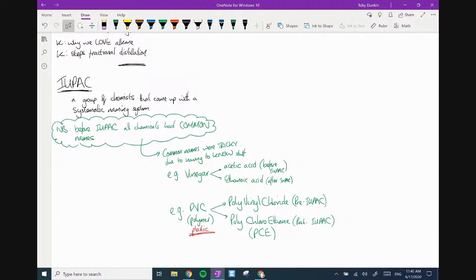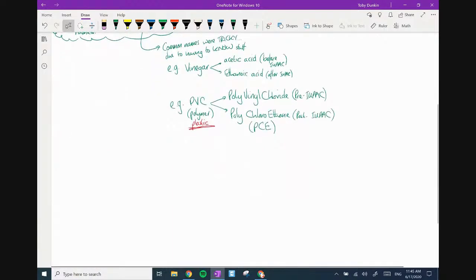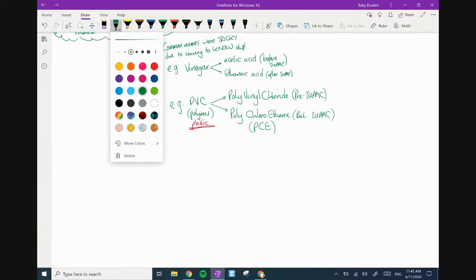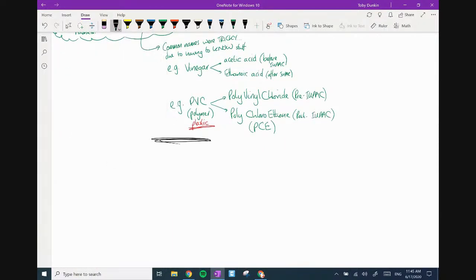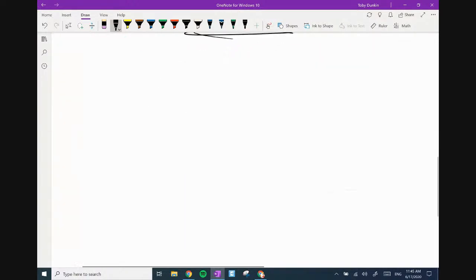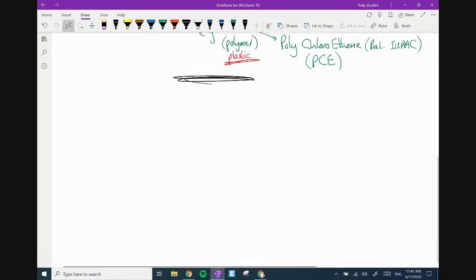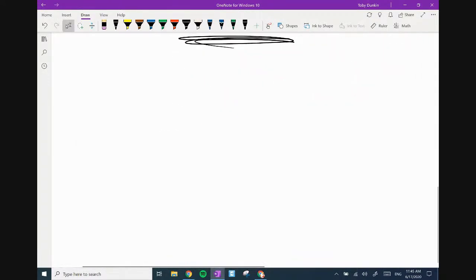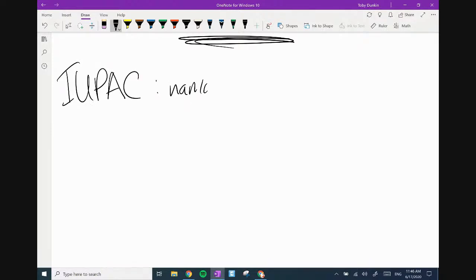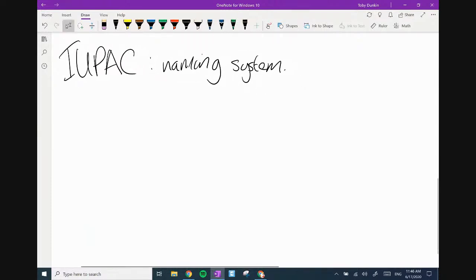So what we now need to do is teach you the IUPAC system. Okay, so let's underline that. The pipes? Yes, Rue, the pipes. Yes, PVC pipes, absolutely. So let's zoom in. IUPAC naming system. This is a subheading. Okay, so the naming system goes in several steps.